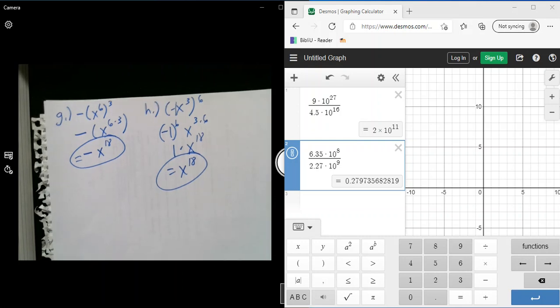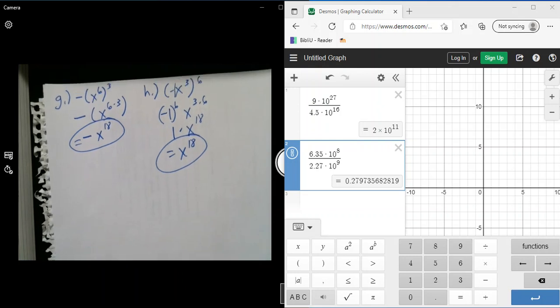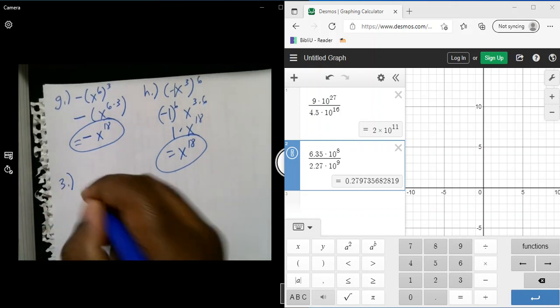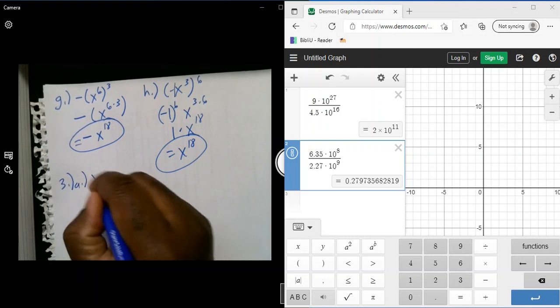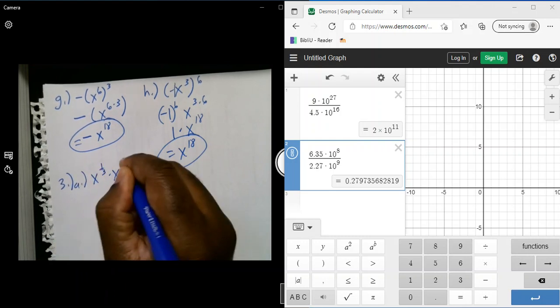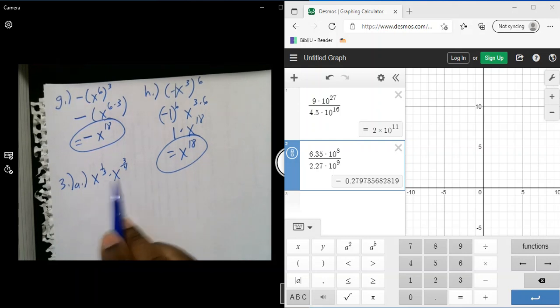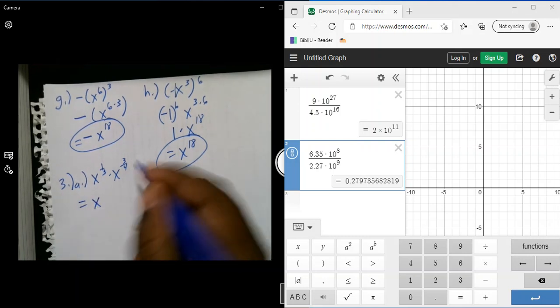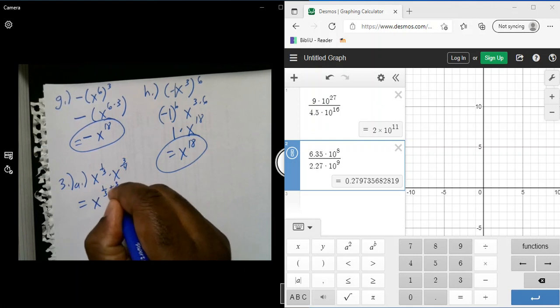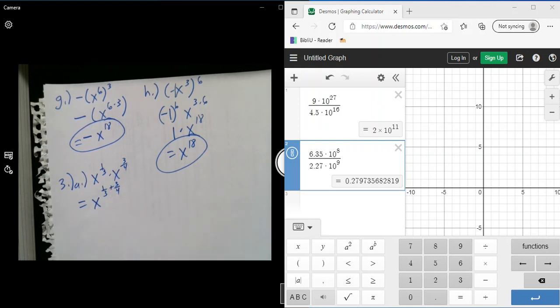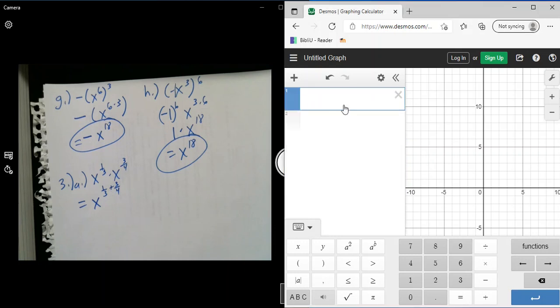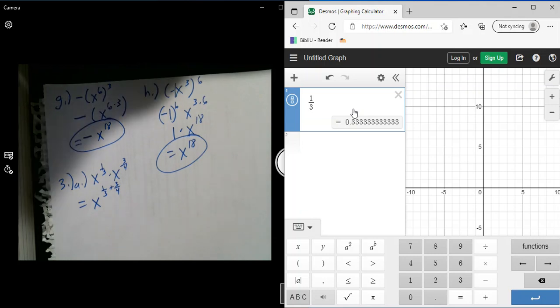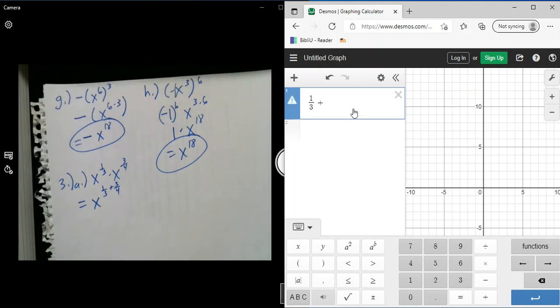Okay, now we go to number 3. Number 3a, we have x to the 1/3 times x to the 3/4. When you multiply and you have the same base, you carry the base and you add the exponents. So now I was showing one of your classmates that you could use Desmos to help you add up these fractions. You could type in 1/3 and then I need a space here, then plus the 3/4.